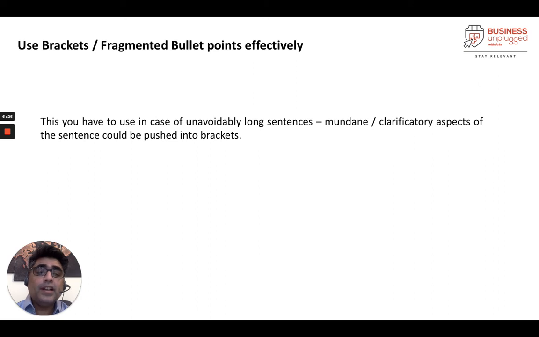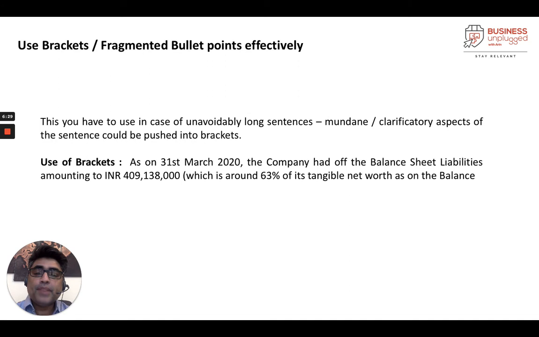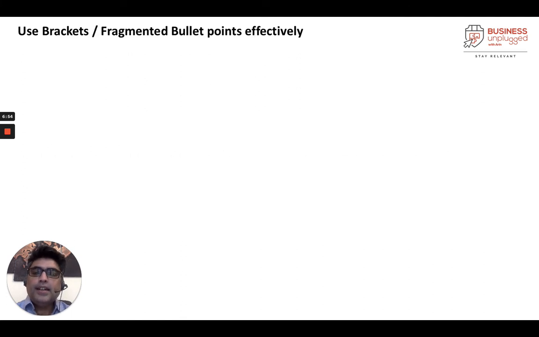Mundane clarificatory aspects of the sentence could be pushed into brackets, like as on 31st March 2020 the company had of the balance sheet liabilities amounting to this, which is around 63% of its tangible net worth as on the balance sheet date, right? So this is how you can bracket it off, and this is how you avoid that structural difficulty of reading through a longish sentence, right? And use the brackets, fragmented bullets.